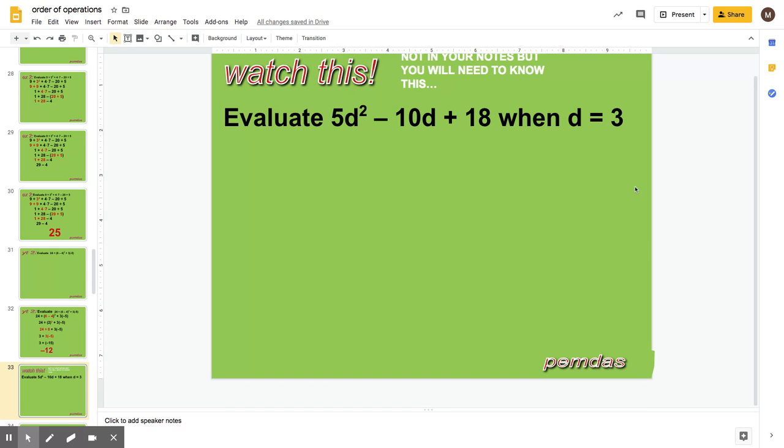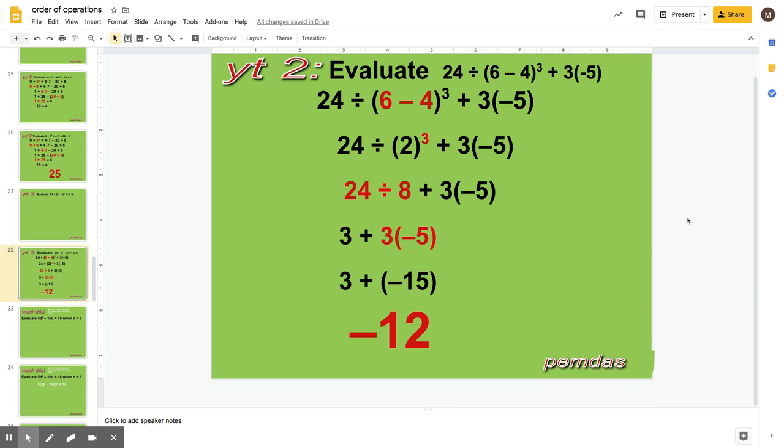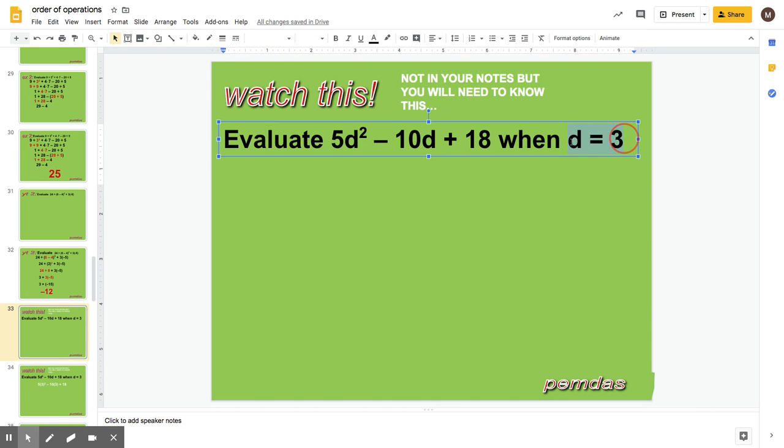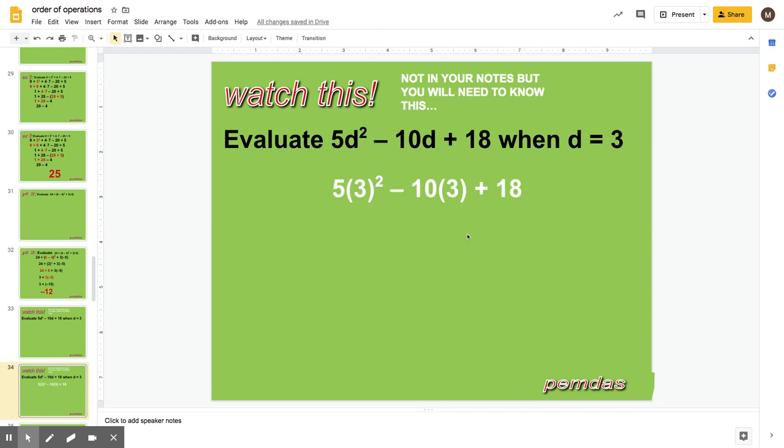Okay, so I want you guys to see this real quick. All right, so watch this, okay? Not in your notebook, but you'll need to know this. So you'll be given something like this: 5d squared minus 10d plus 18 when d equals 3. When d equals 3, basically what it means is that you're evaluating the variable. So the 3 is going to get replaced into each of these letters here. Watch.